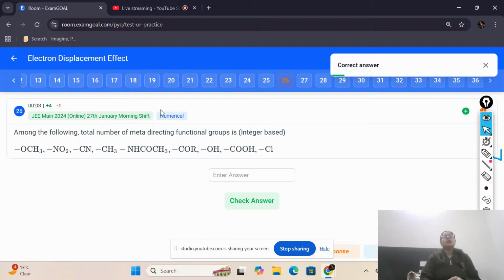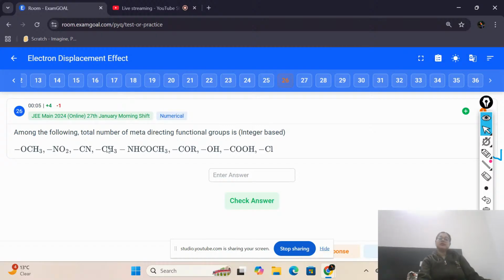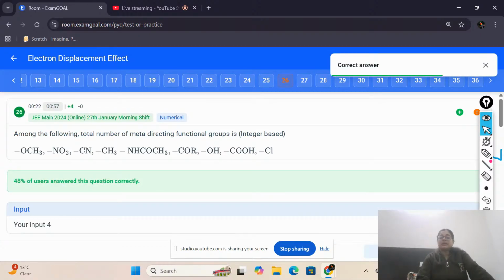Among the following, the total number of meta directing groups, an integer-type question. So it is ortho-para, it is meta 1, it is meta 2, ortho-para, again ortho-para, meta 3, ortho-para, meta 4. Chlorine is ortho-para. So 4 is the correct answer.